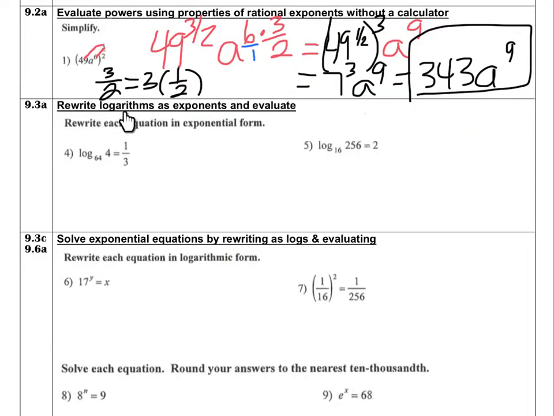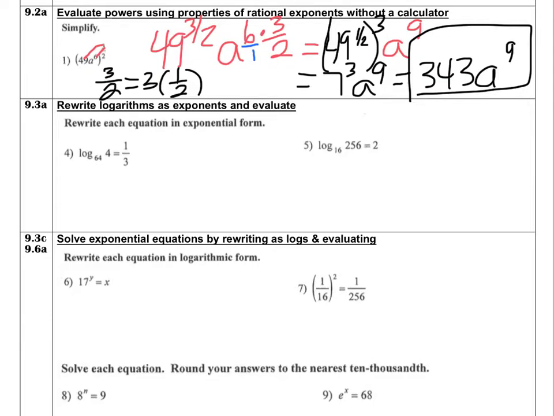9.3a, we're going to rewrite logarithms as exponents and evaluate. This just says rewrite each in exponential format. We won't actually have to evaluate, but remember what to do. The base of an exponent is the base of the logarithm. The base of this logarithm is 64.